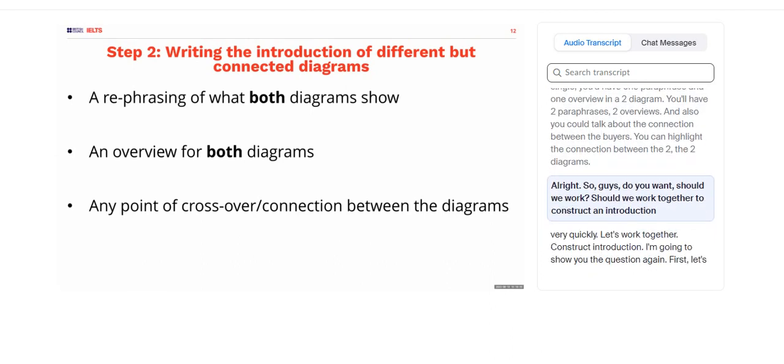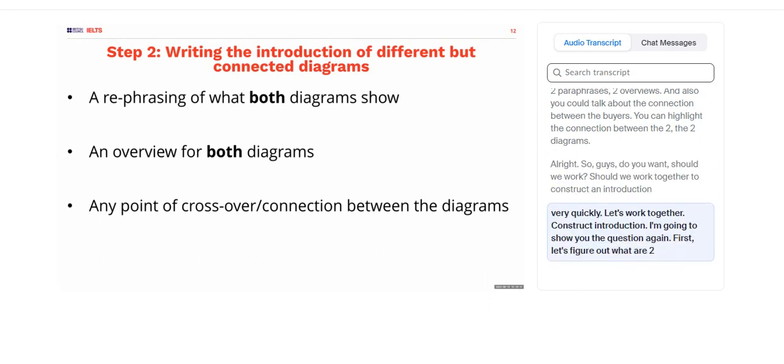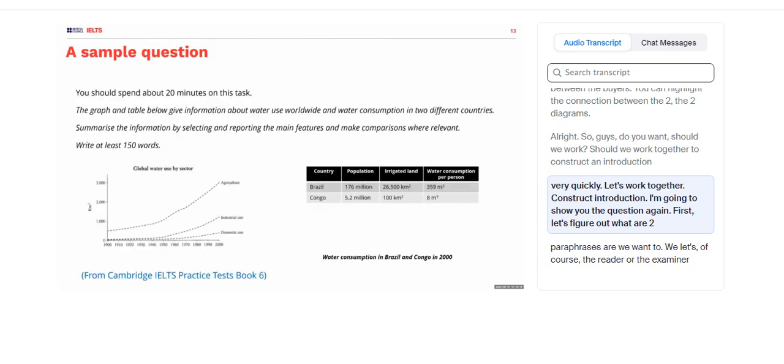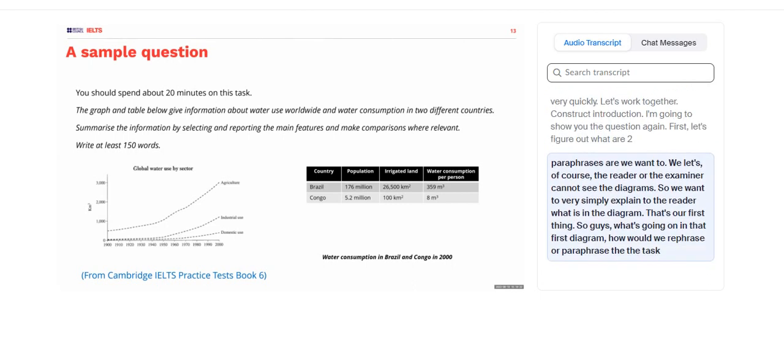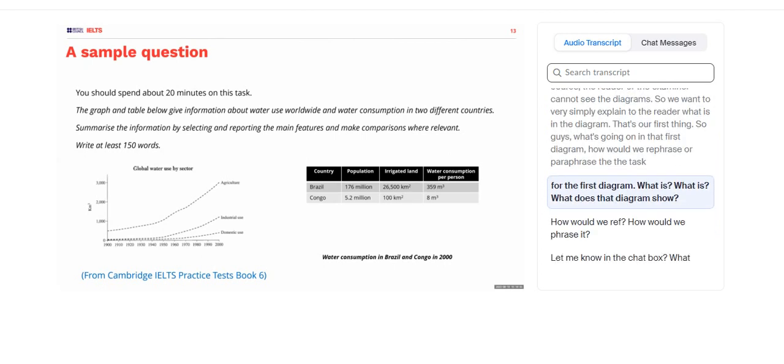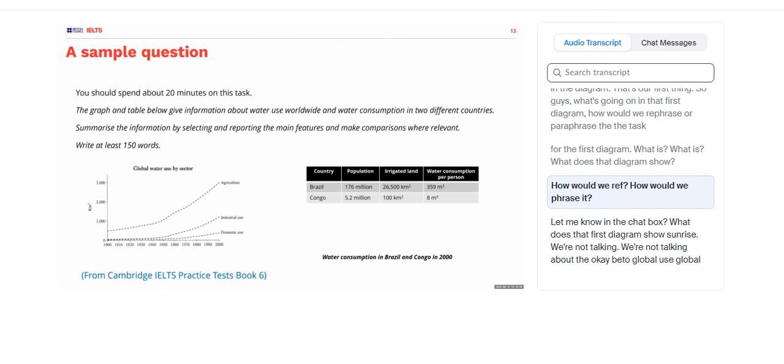All right. So should we work together to construct an introduction? Very quickly, let's work together to construct an introduction. I'm going to show you the question again. And first, let's figure out what our two paraphrases are. Of course, the reader or the examiner cannot see the diagrams. So we want to very simply explain to the reader what is in the diagram. That's our first thing. So what's going on in that first diagram? How would we rephrase or paraphrase the task for the first diagram? What does that diagram show? How would we phrase it?